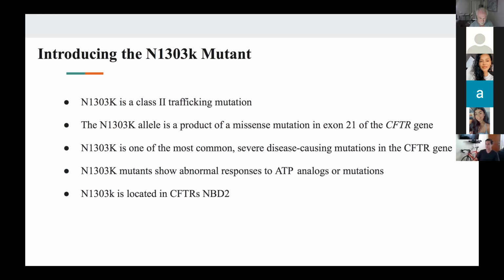The mutants show abnormal responses to ATP analogs or mutations that disrupt ATP hydrolysis and or dimerization of CFTR's nucleotide binding domains. It is located in CFTR's NBD2, which plays a critical role in controlling ATP-dependent opening and closing of the channel.